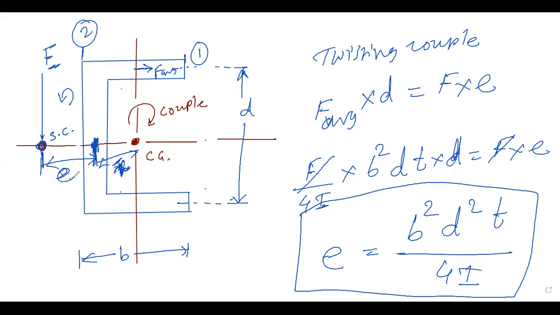So for this case, the shear center distance E is equal to B square D square T divided by 4I. I is nothing but the moment of inertia. Right?